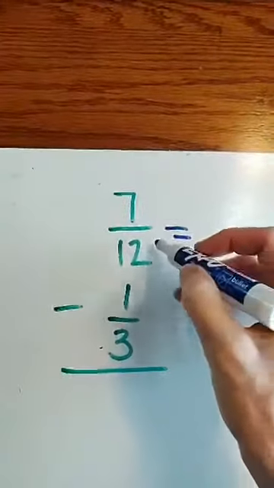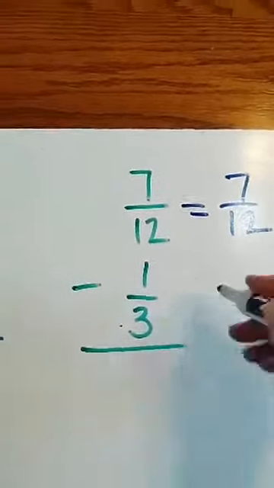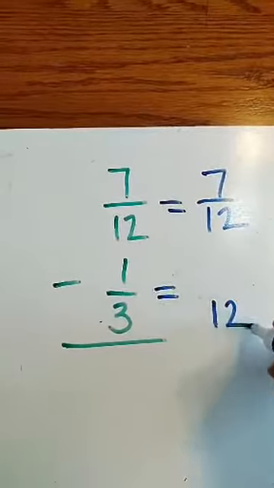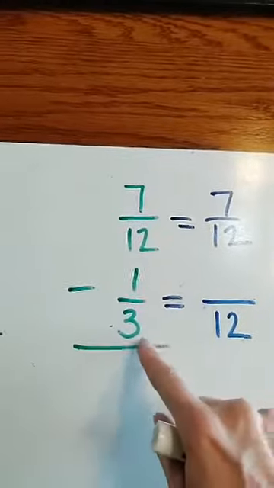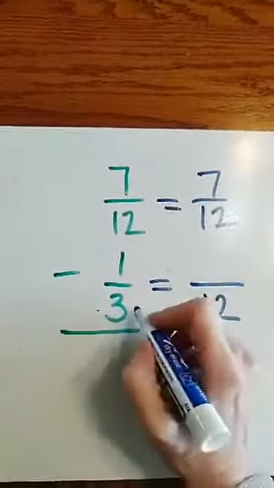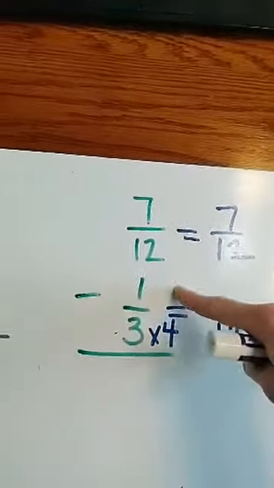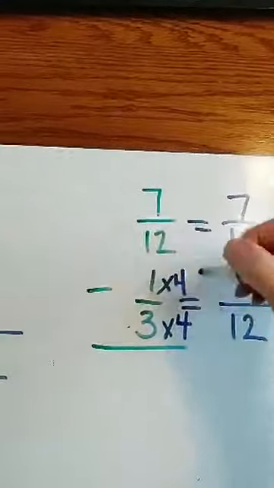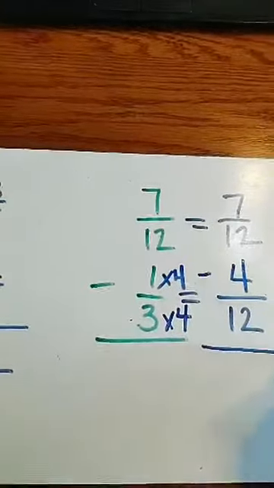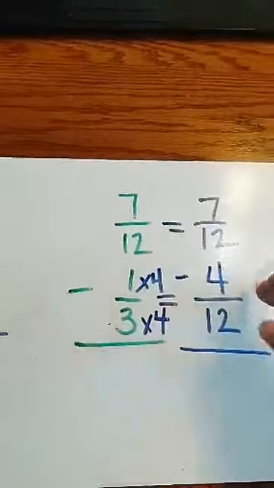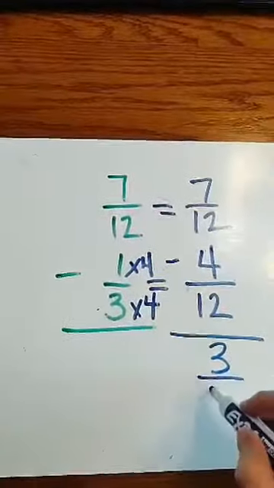Again, this one already has 12. We're just going to bring it straight over. This one does not have 12, so I'm going to make it 12. Now, like before, how do I get 12? Well, I know that I multiply 3 times 4. Whatever I do to the bottom, I have to do to the top. 1 times 4 is 4. And now I am ready to subtract. 7 minus 4 is 3. Common denominator. Keep it common. I keep it the same.